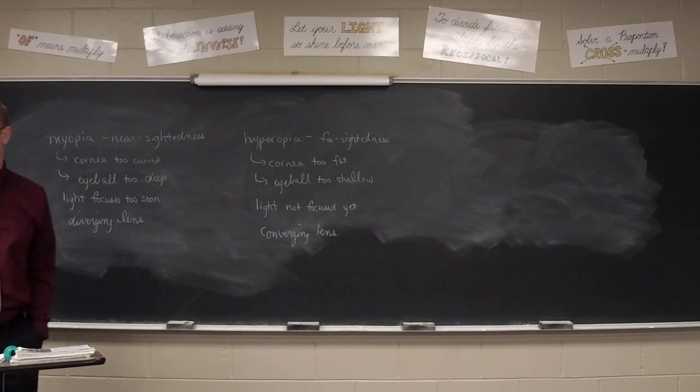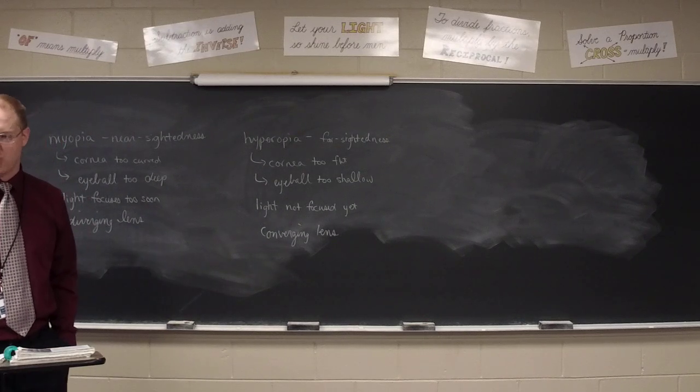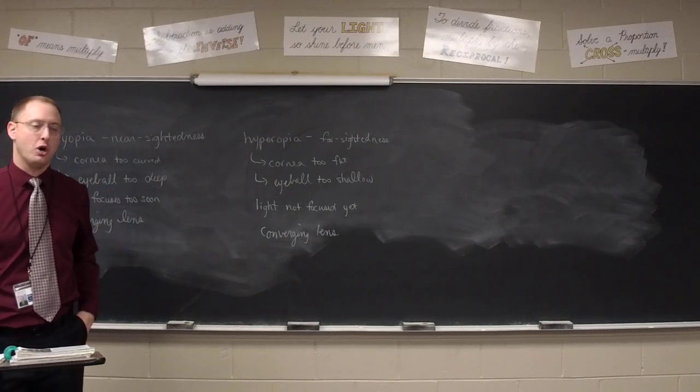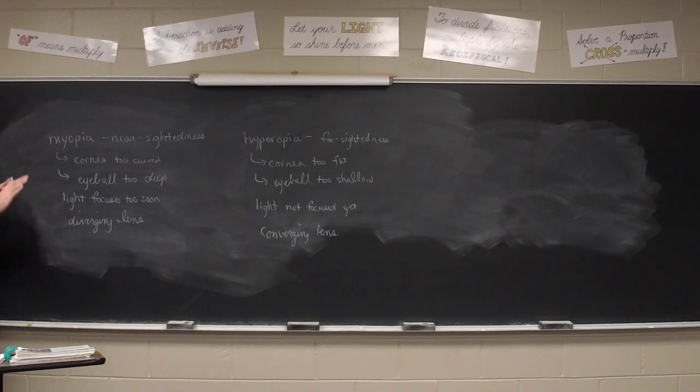Now, of course, you have astigmatisms and things like that where you've got a misshapen cornea. Okay, that takes a prismatic lens, and there's different things they can do for those. But as far as the lenses that we deal with, there's just converging and diverging lenses. Myopia and hyperopia can be corrected by those things.